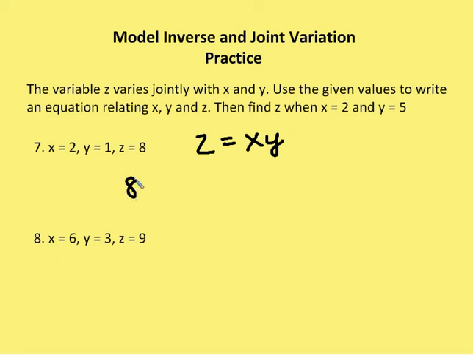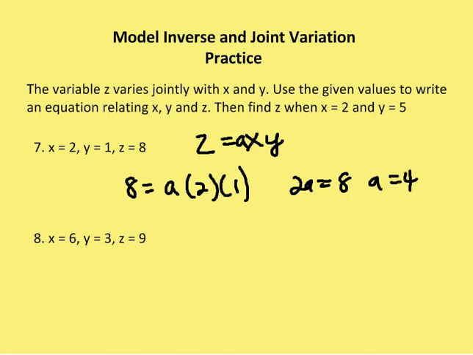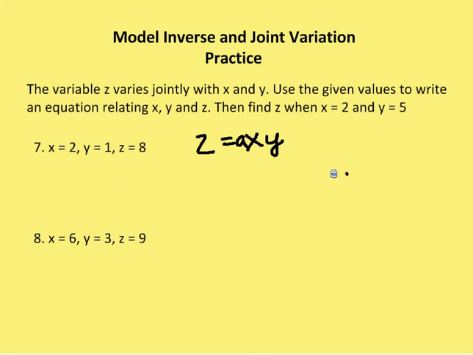I have z is equal to 8. And then I have a, right? The a constant of variation. I forgot to put that in. A times x, which is 2, times y, which is 1. I figure out that a is going to be equal to 4. So I have 2a is equal to 8. A must be equal to 4. So I rewrite my equation. Z is equal to 4xy. And this is my joint variation equation.